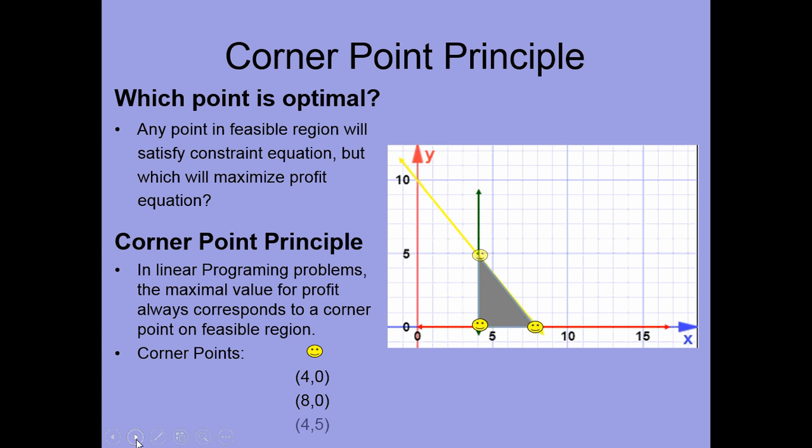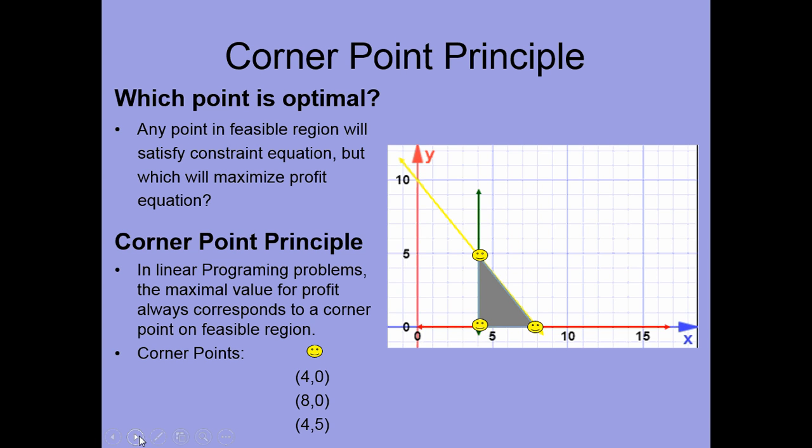Little smiley faces popping up here. Those are where my final answer is going to come from. One of those three in this case. So either (4, 0), (8, 0), or (4, 5). Now knowing that that's where my solution is going to come from, that's not a lot of points to test. It's better than testing every single one inside that gray region.